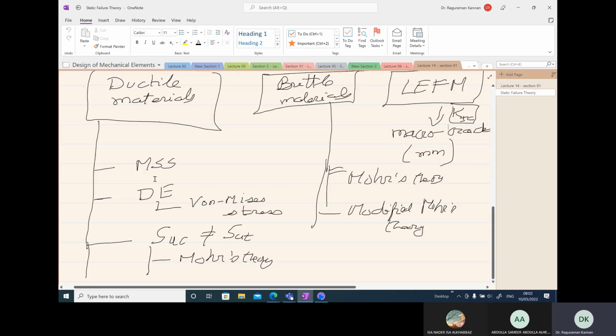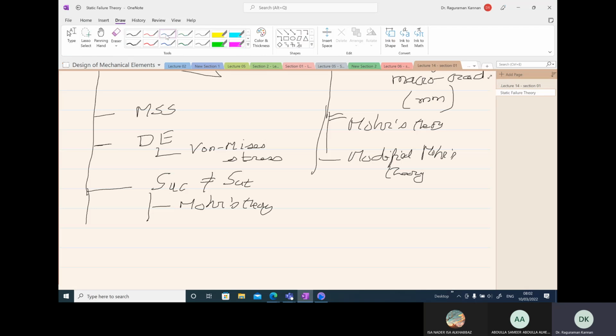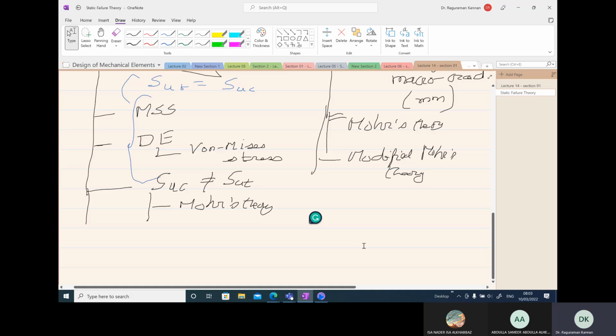Now, the type of ductile materials we are going through for these two theories is that in both compression and tension, the properties are equal. Let's mark these here. Properties in tension are equal to properties in compression. That is the case. So now let's continue.